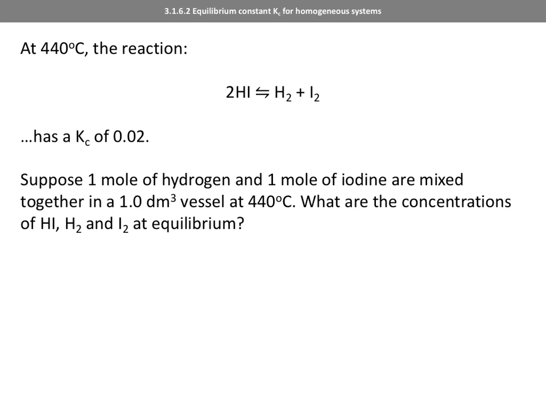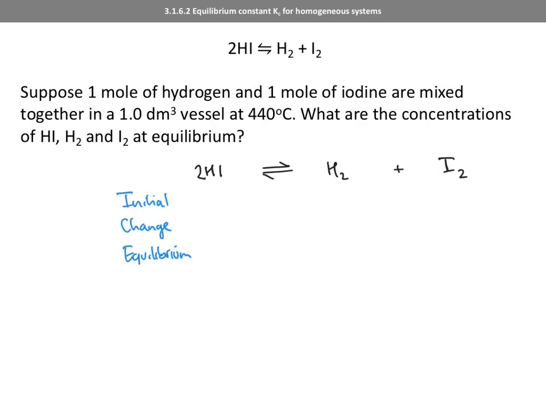Now, the way we go about this is no different to what we've done up to this point. So we're going to construct an ice table. Okay, so here's our table. Now, we're told that we are mixing 1 mole of hydrogen, and we are mixing 1 mole of iodine. And if they are being mixed, then an equilibrium is being formed. We don't yet have any hydrogen iodide. And that's it for the moment, right?